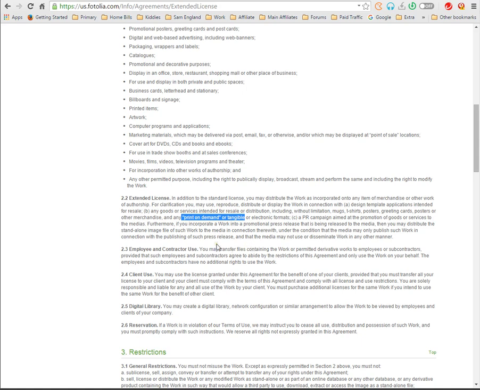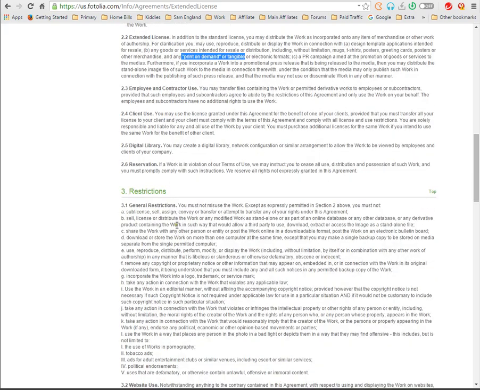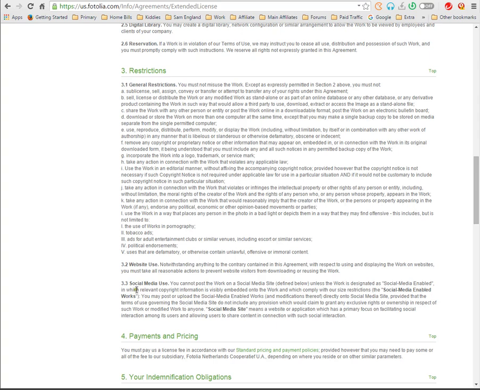Okay, so let's go down and look at the restrictions. The only thing that really stood out was section 3.3, social media use. You cannot post the work on a social media site unless the work is designated as social media enabled. So a lot of people are buying these images and putting them up on Facebook. You can't do that unless it's a social media enabled image.